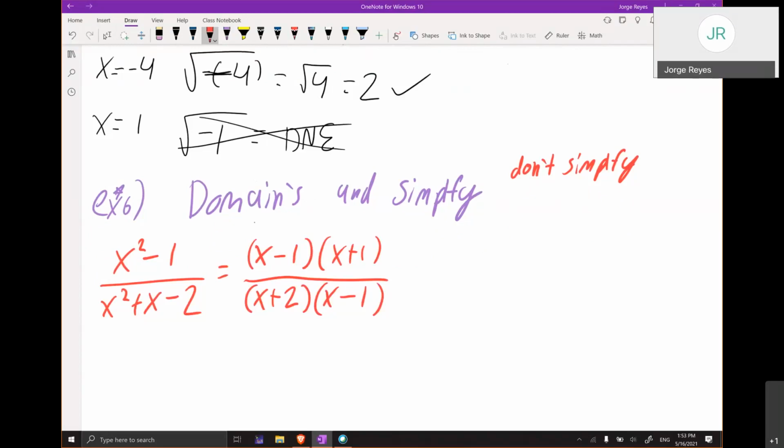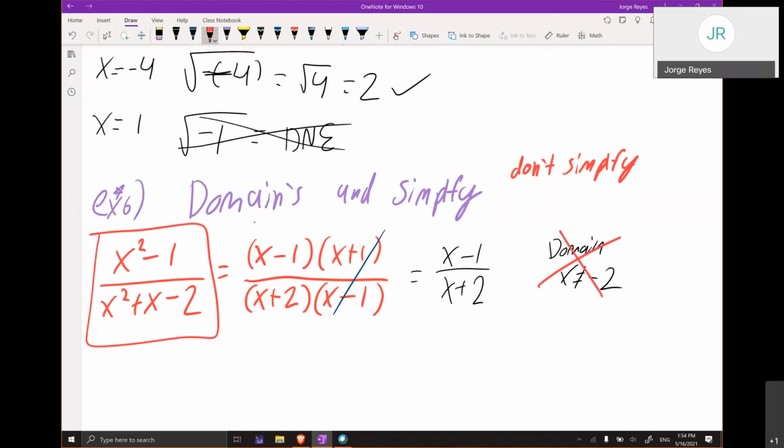And then, right, so we see that, oh, look, we can cancel. So then this is equal to x minus 1, x plus 2. And then you might be tempted to be like, oh, the domain is just x not equal to 2, negative 2. Okay? But that's wrong. The actual domain of this thing is x not equal to negative 2 and 1.